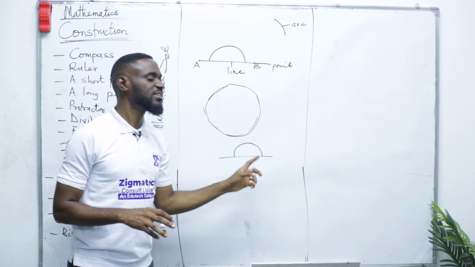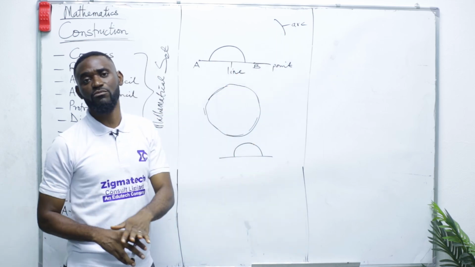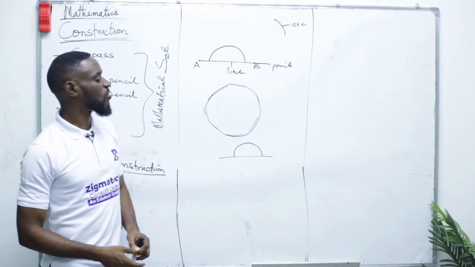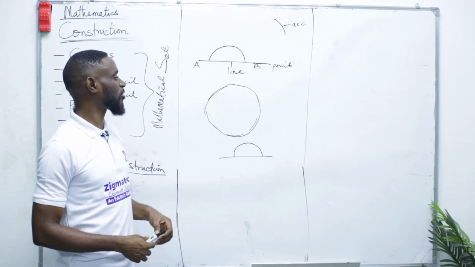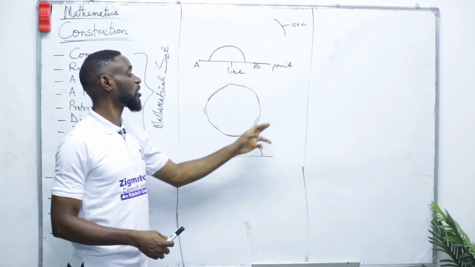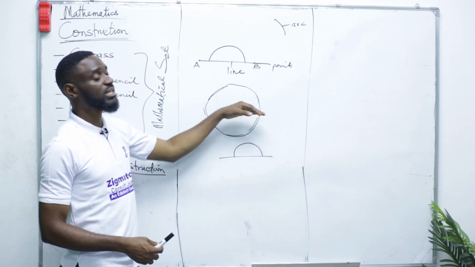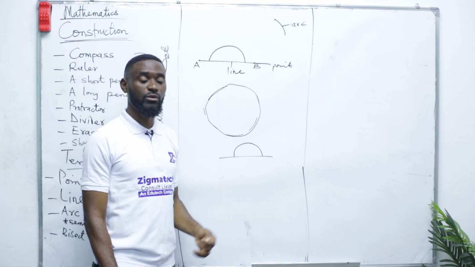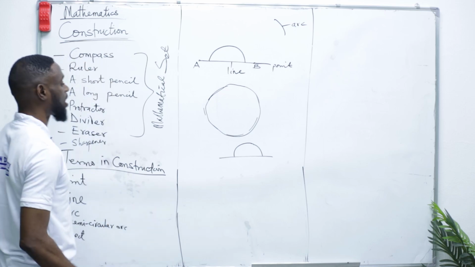So look at this now. This particular arc is different from this one. This one is almost half of a circle. It's like half of a circle. That's why we call it a semicircular arc. And the sum of angles inside this semicircular arc is 180. How? Because angles inside a circle total 360 degrees. So once we take the half of 360 degrees, it is 180 degrees. That is the angle inside the semicircular arc.